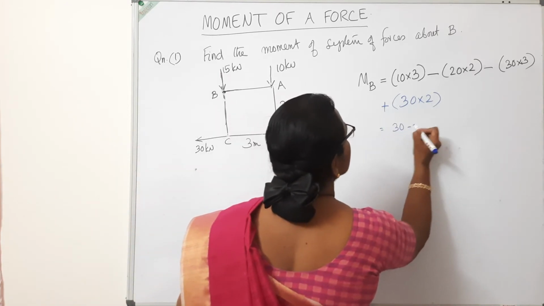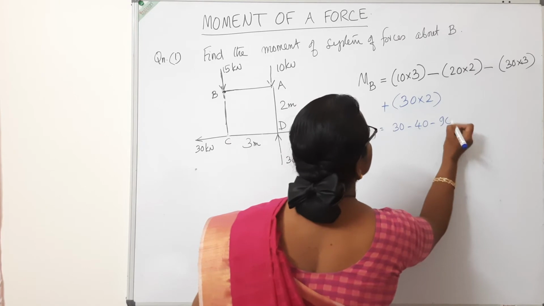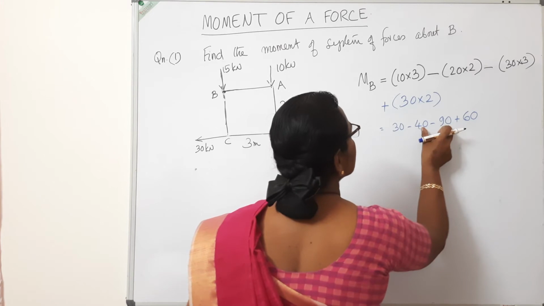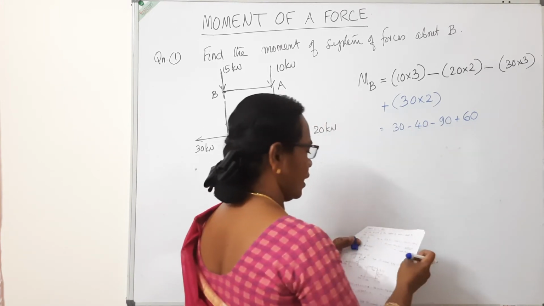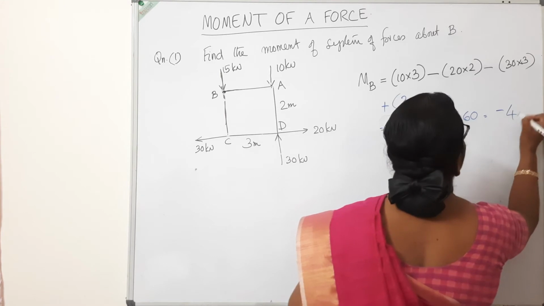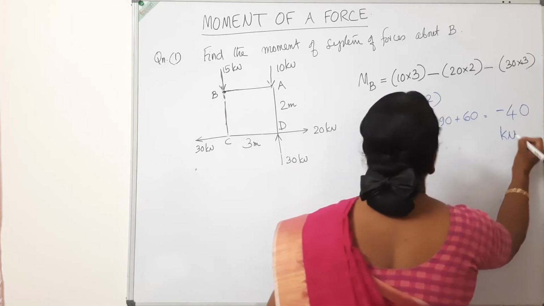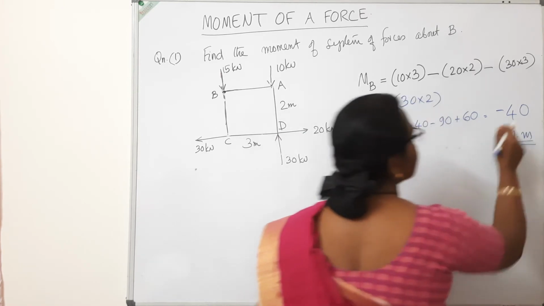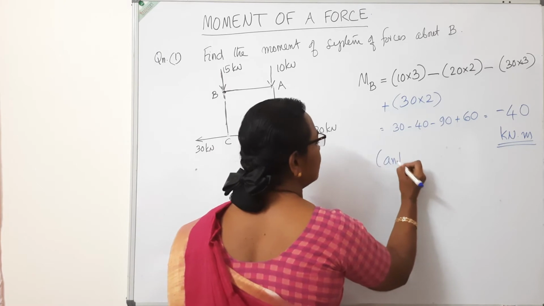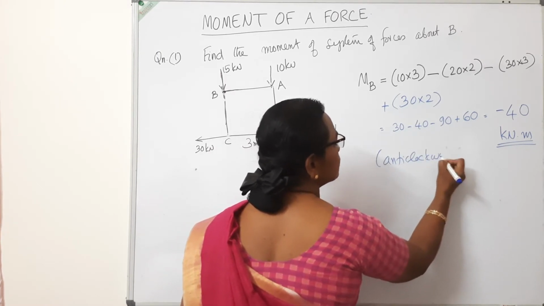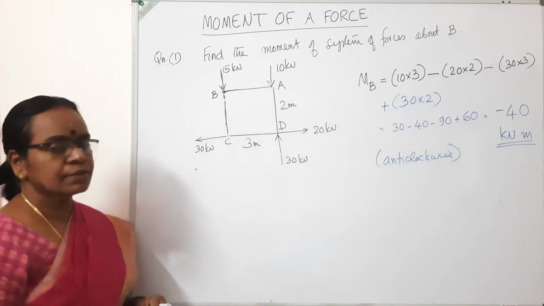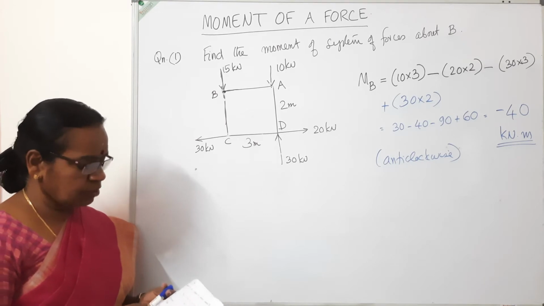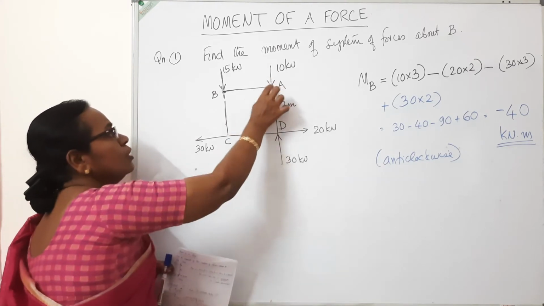So the total moment is 10 into 3, 30, minus 40, minus 90, plus 60. So 90 plus 40, 130, 130 minus 90. It is minus 40. Unit is also important. Load is kilonewton into distance. So kilonewton meter. The answer is negative. That means the total moment of all these four forces about B is an anti-clockwise moment and the magnitude is 40 kilonewton meter. So just remember the load into distance.